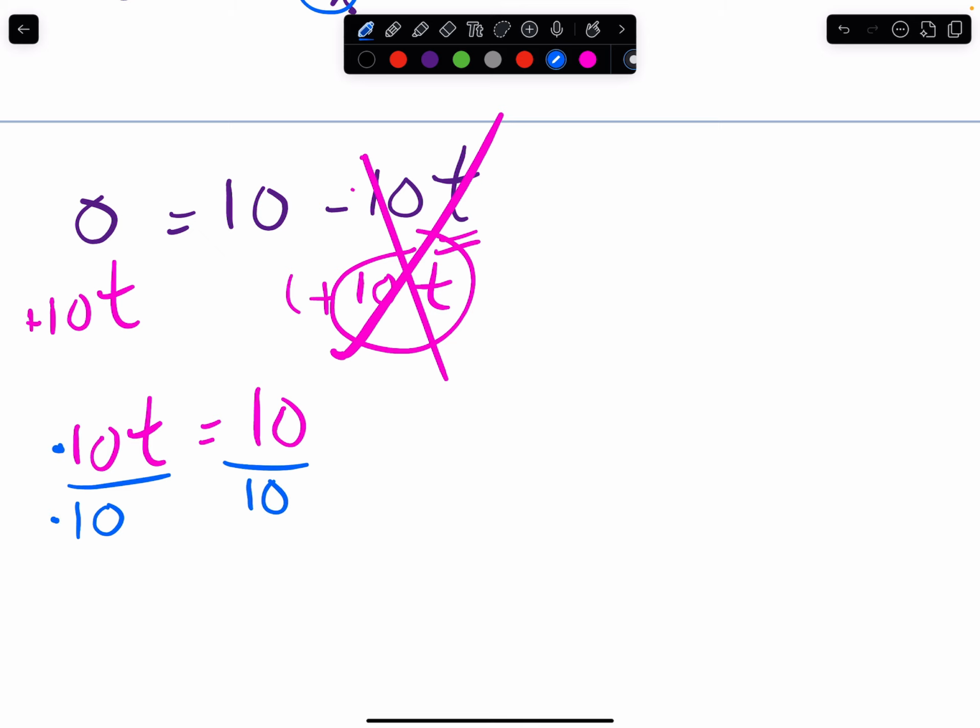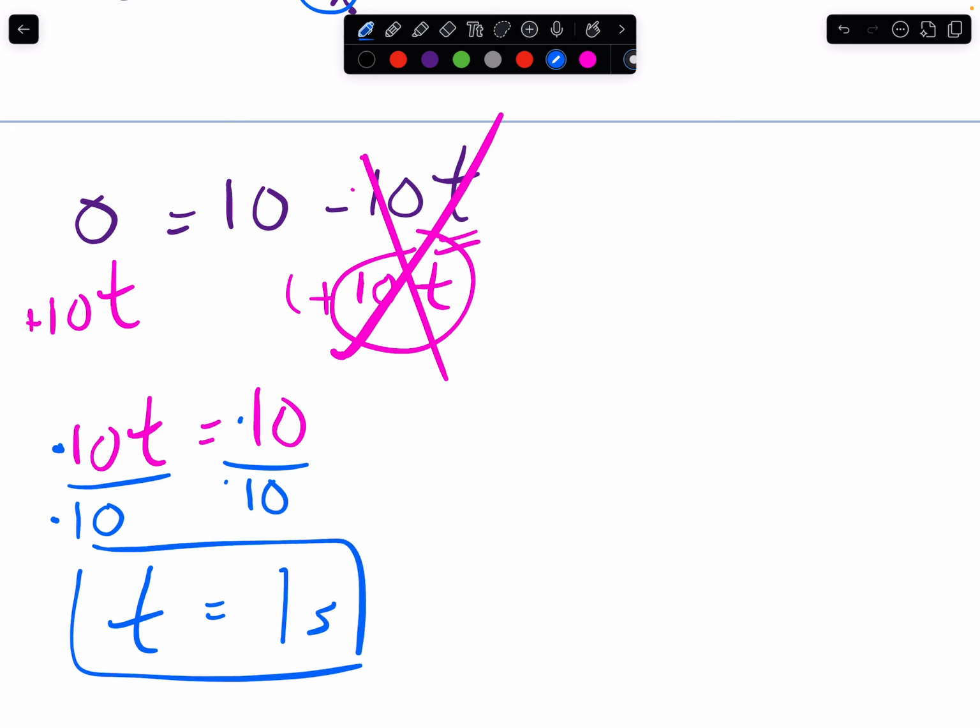So 10 over 10 is 1. So t is equal to 1, and the dimensions here are going to be seconds. So yes, it's going to take 1 second to stop moving up in the air. If I toss something up in the air with a speed of 20 meters per second, it'll take 2 seconds to stop moving up, or to reach its highest position. If I toss something up with a speed of 30 meters per second, if it loses 10 meters per second every second it's moving up, it's going to take 3 seconds to stop moving up.